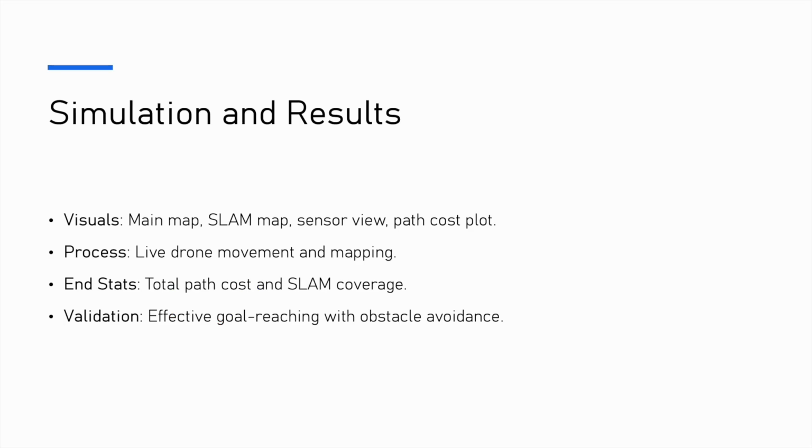The simulation runs in real time with four synchronized views. The main map shows the robot path and obstacles, the SLAM map shows the mapped environment, the sensor view displays the active perspective, and the path cost graph shows the real distance traveled. The drone successfully reaches the goal while avoiding all the obstacles and updating its internal map. At the end, it displays the total path length and map coverage, confirming the effectiveness of the system.